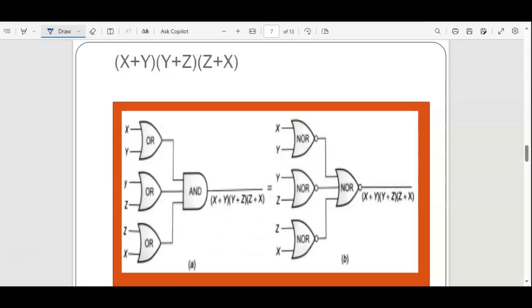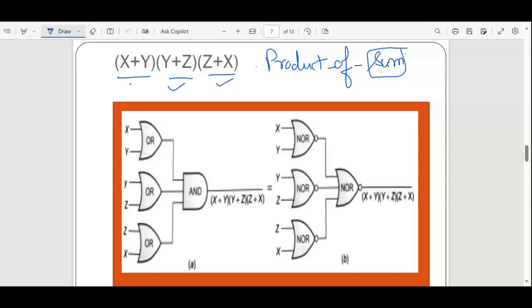One of the solved examples I have taken here is (x plus y)(y plus z)(z plus x). Which form is this? Product of sum form. Product of sum is what? You start from here: you have sums here, and the product of these sums. So you can see this is the product of the sum, and this is called a product of sum expression.